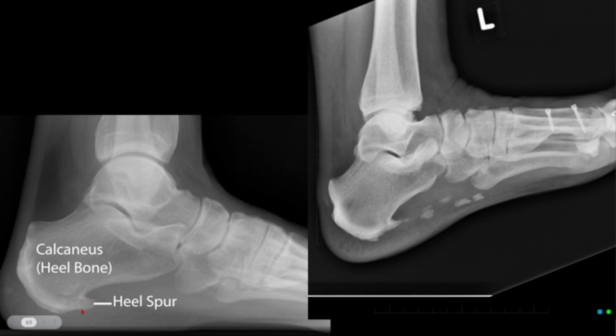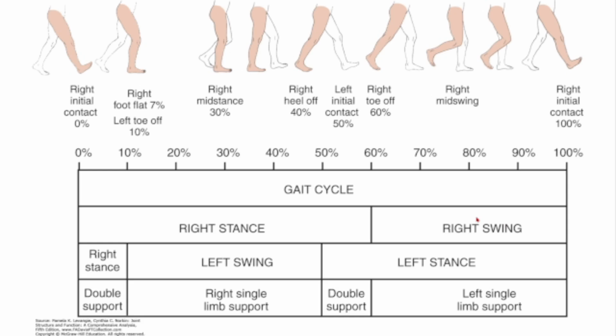If you were to x-ray 100 people without any foot pain, a lot of them will have these, and they just simply don't correlate to developing plantar fasciitis. Here is an interesting x-ray. This is calcification of the plantar fascia. This is probably painful. This would be like having a bunch of rocks in your plantar fascia. Very painful. Here is a picture of the gait cycle.